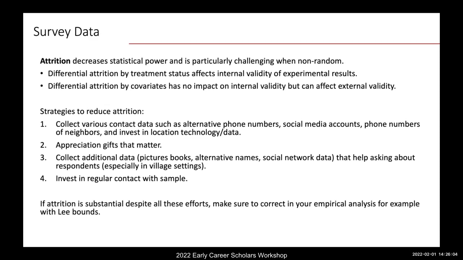There are 4 different strategies to reduce attrition. So typically what we try to do is to collect various contact data where we have alternative phone numbers, social media accounts, phone numbers of neighbors, and we invest in location technology and data to try to track people and find them again.